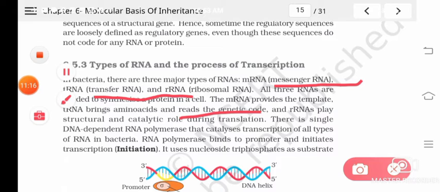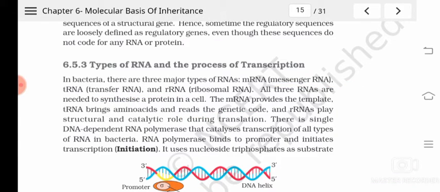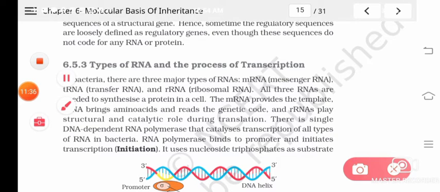So that the tRNA reads that, and at the same time it brings the amino acids from the cytoplasm to the ribosomes. Okay, rRNA. What is the function of rRNA? They form the structural and catalytic role. It means the rRNA is found in the ribosomes, and it also helps in the process of translation. So that's what it also shows, catalytic function. Understood? Catalytic and structural role is done by rRNA.